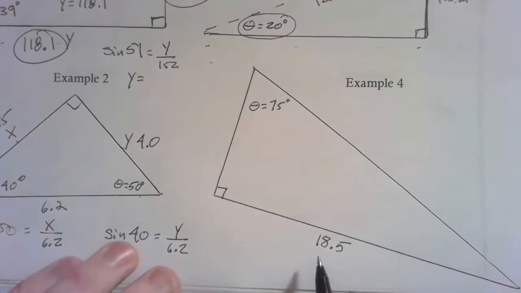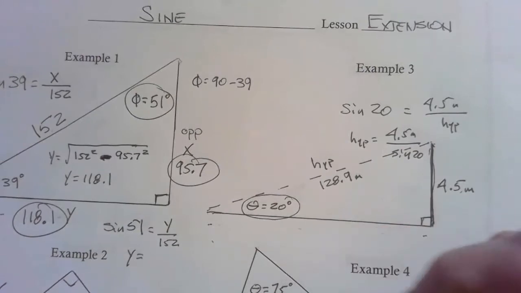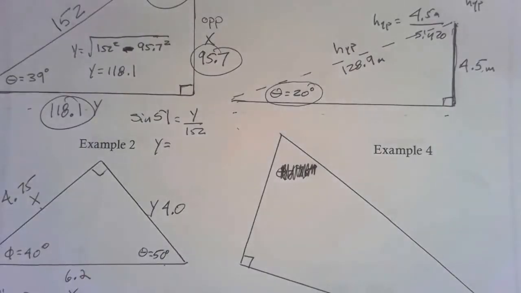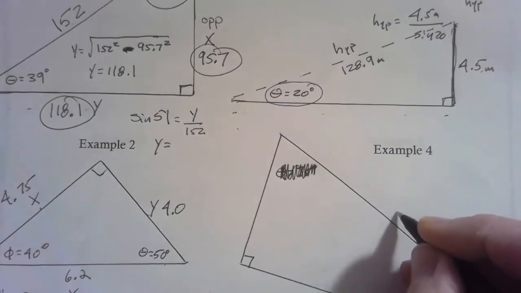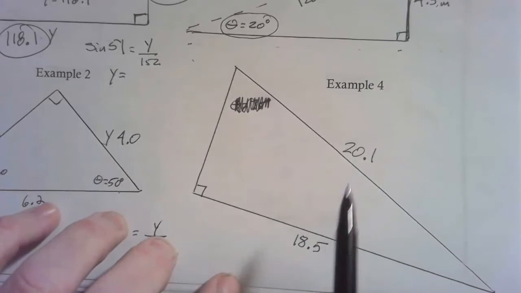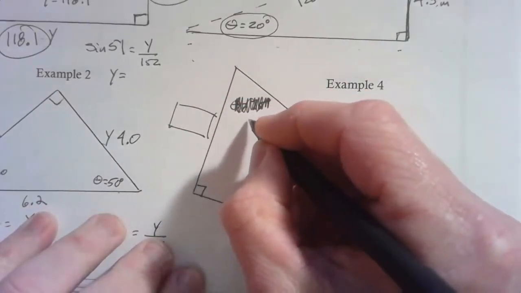This one is just going to be another one where they want you to find everything. I'm actually going to change this one. Give me a second. I'm going to say we don't know this angle. All right, I'm going to say this side is 20.1. Now, in this situation, I'm giving you two sides, and I want you to find the missing side and both angles.